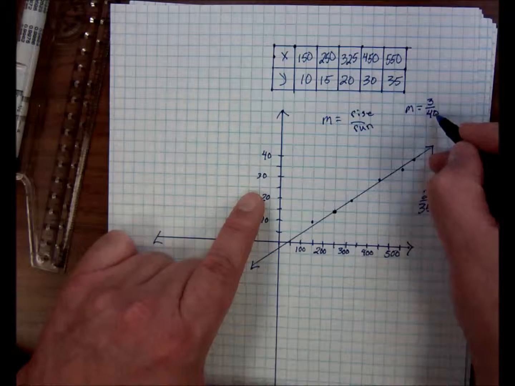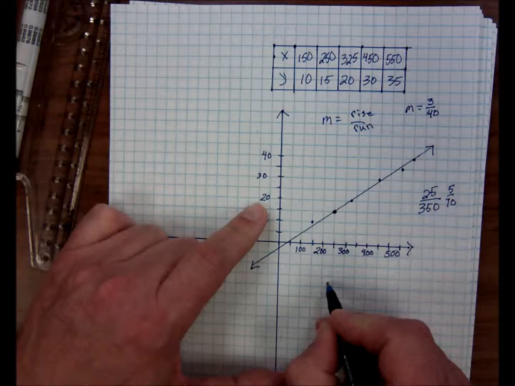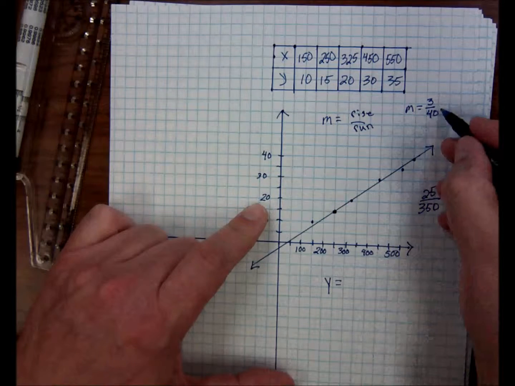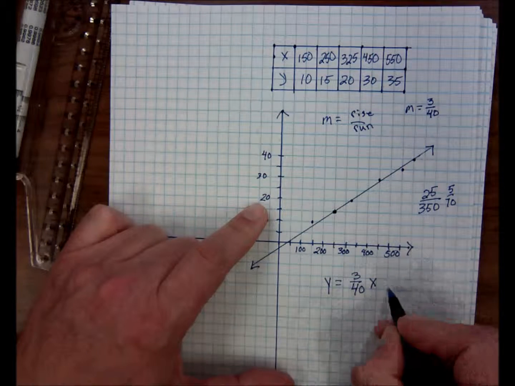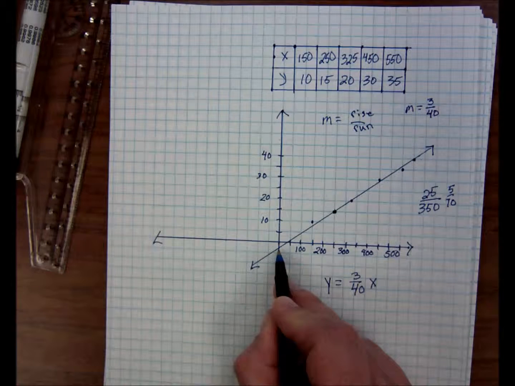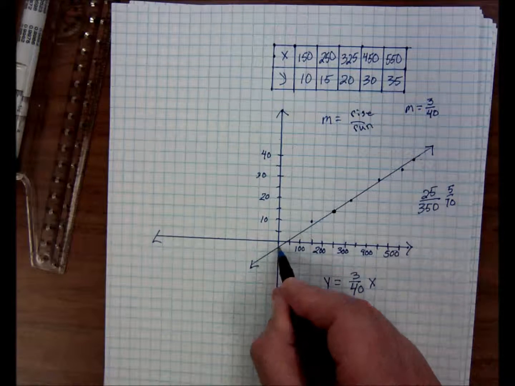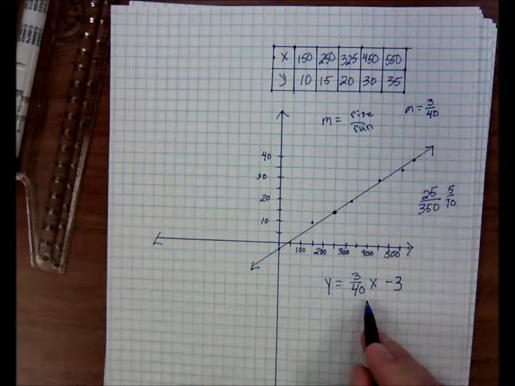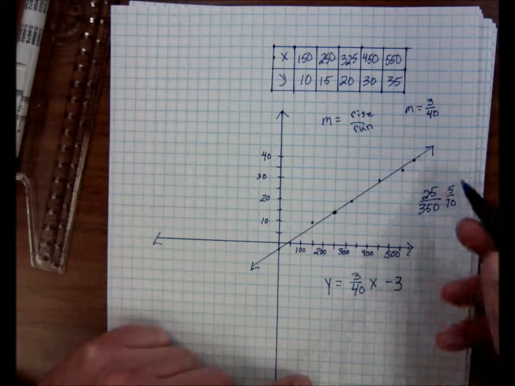So now we're going to create our equation in slope-intercept form. So we have y equals our slope, 3 over 40, times x, and now we need our y-intercept. If we come down here to our y-intercept, at intervals of 5, I believe we said it was 3 before, so we're at -3, so we would have -3. And this is an example of a linear equation that we created with the best fit line.